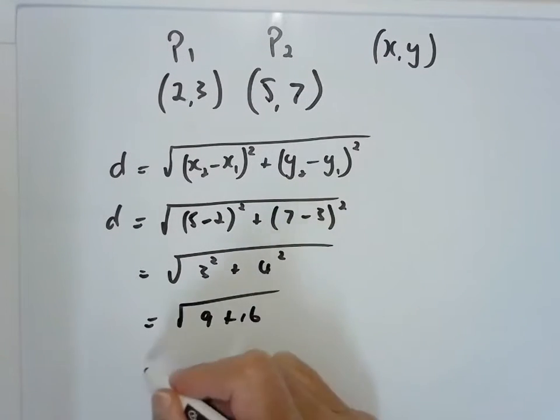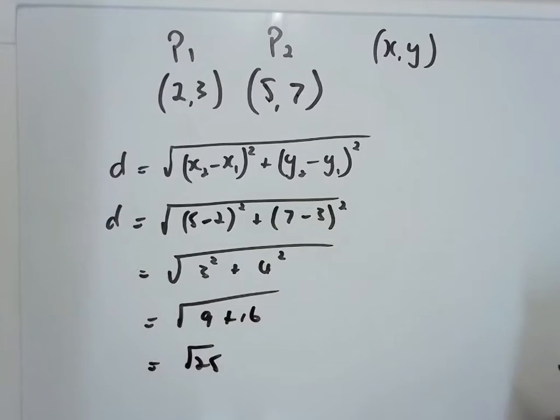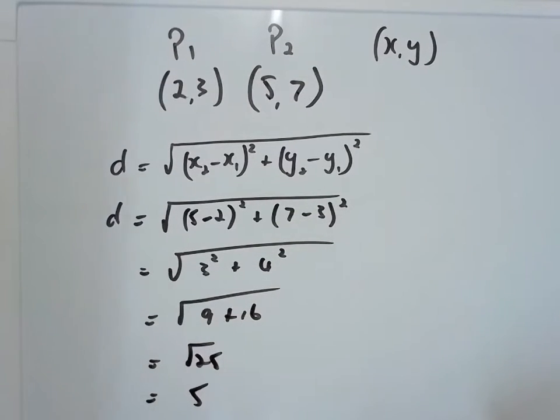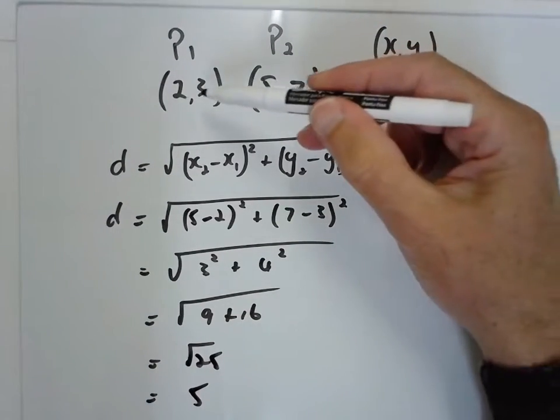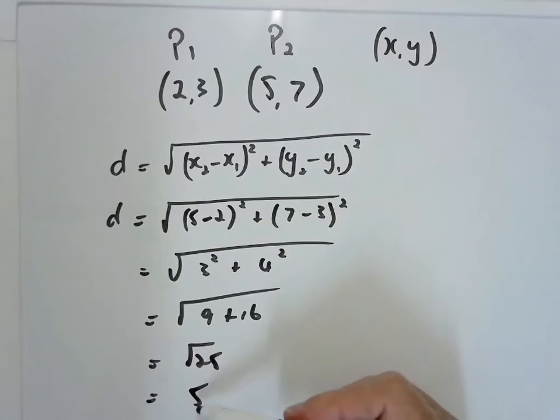9 plus 16 equals 25, and the square root of 25 is 5. So the distance between (2, 3) and (5, 7) is 5. They're 5 units apart.